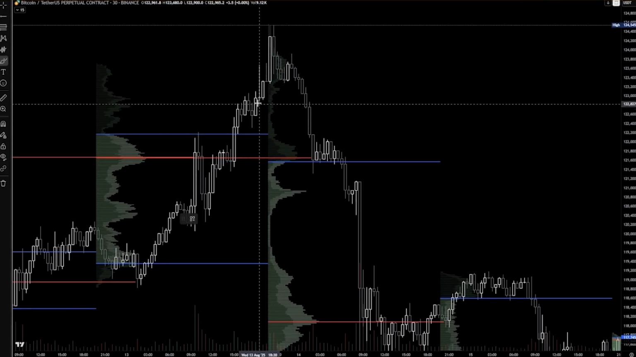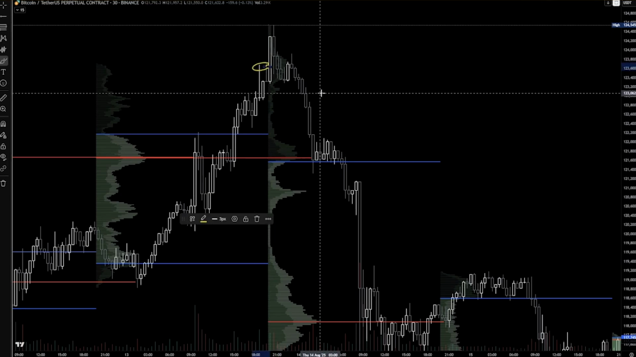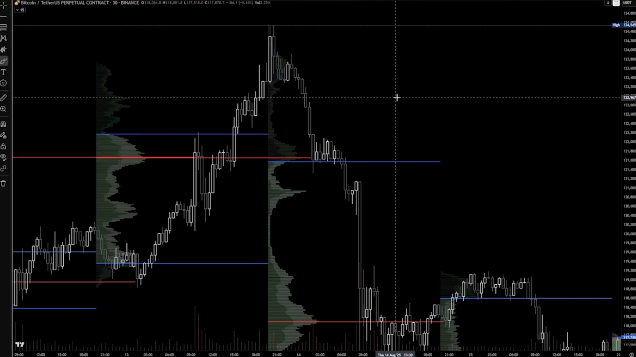And does it bother people that I have black and white candles? It helps to see the profiles a little bit better to me.